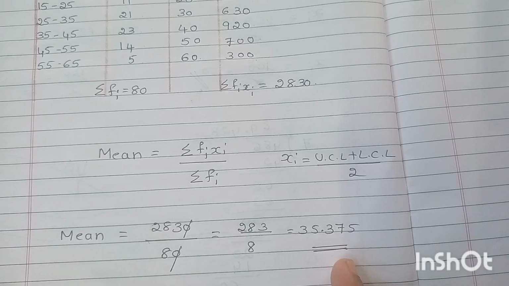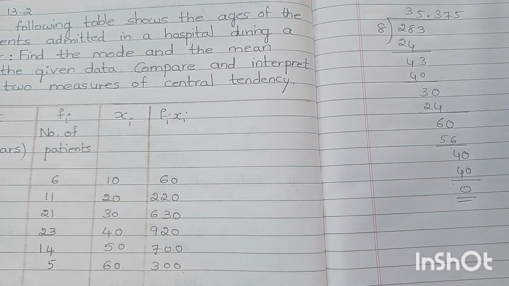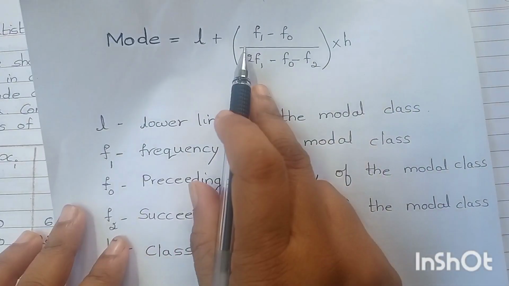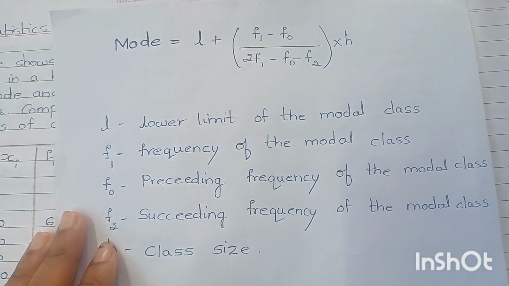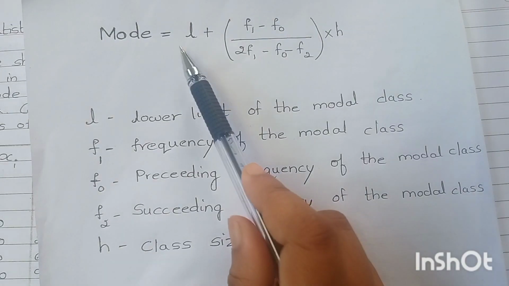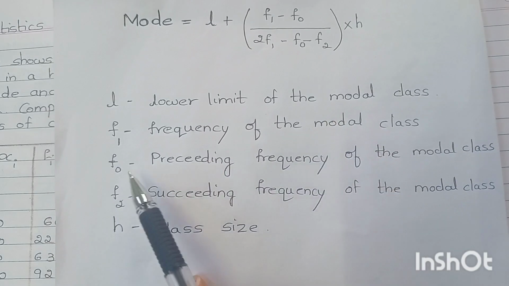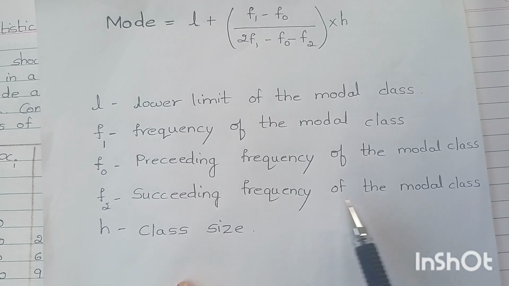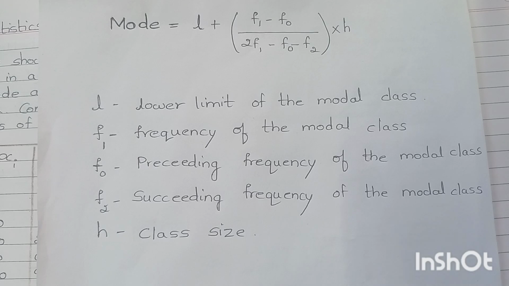Now let us find out the mode. Now we have a formula to find out mode. What is that formula? Mode is equal to L plus F1 minus F0 divided by 2F1 minus F0 minus F2, into H. This is the formula to find out mode. Where L is the lower limit of the modal class, F1 is the frequency of the modal class, F0 is the preceding frequency of the modal class, F2 is the succeeding frequency of the modal class, and H is the class size. Let me explain this in detail.